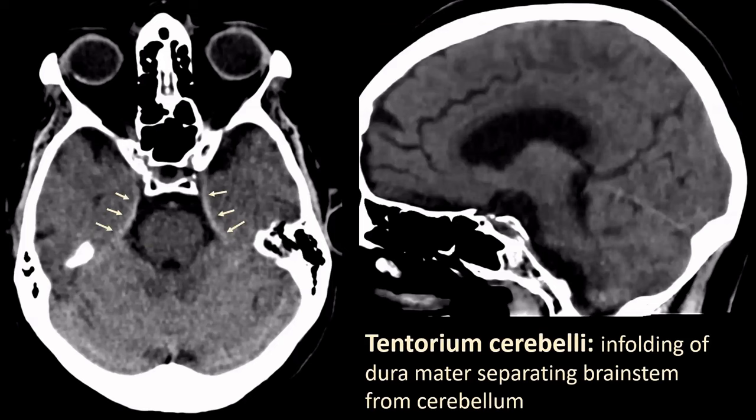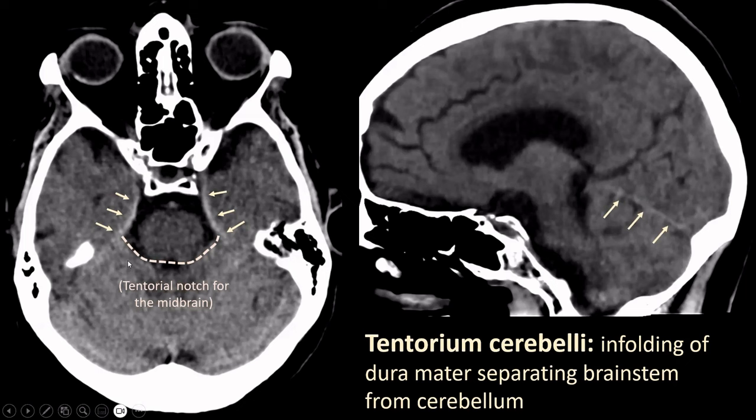the tentorium. The cerebellar tentorium is an infolding of the dura mater, basically separating the brainstem and cerebellum located underneath it from the occipital lobes of the cerebral hemispheres and the rest of the brain. So the tentorium cerebelli is a bit tent-shaped, but has an opening called the tentorial notch. This is an opening for the midbrain.